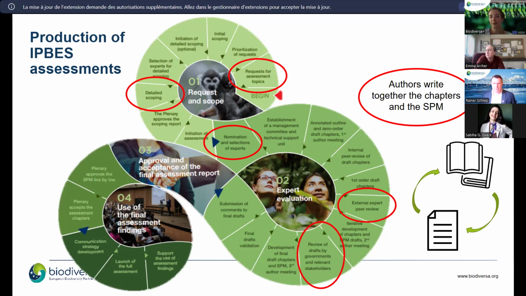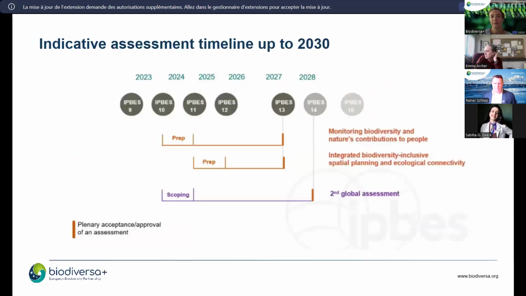Then, obviously, authors work on answering the comments and integrating them. The governments also review the chapters and summary for policymakers, all leading to the final versions of the chapters and summary for policymakers that will be approved line by line in plenary by the governments.